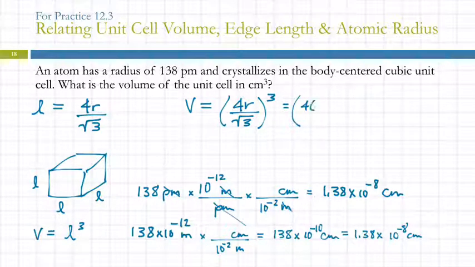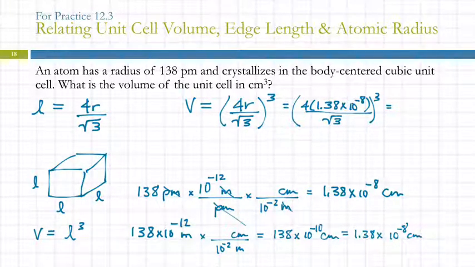So we've got 4 times 1.38 times 10 to the minus 8, divided by the square root of 3, the whole quantity cubed. So on my calculator, I'm going to do 4 times 1.38 EE minus 8 divided by, I'm going to do the square root button, 3. I'm going to press equals, and then I'm going to press the X to the little square button and put in a 3 there. And I'm thinking this is going to have 3 significant figures, so this is going to round to 3.24 times 10 to the minus 23rd cubic centimeters.